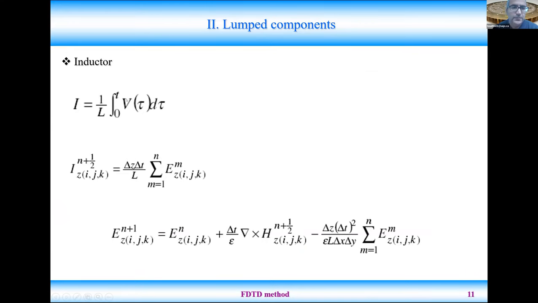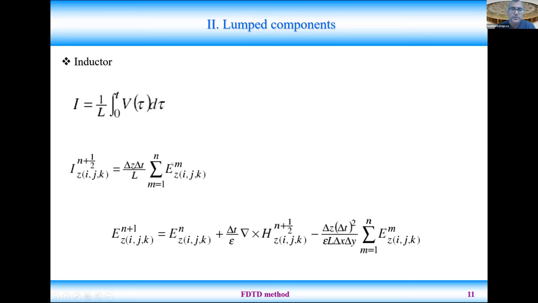For the inductor, suppose we have an inductor with the inductance L, then we have this relation between the current and the voltage. It's 1 over L integration from 0 to T of V(tau) d tau. By using this formula in a discrete form, this integration actually is a summation, from M equal 1 to N of EZM.